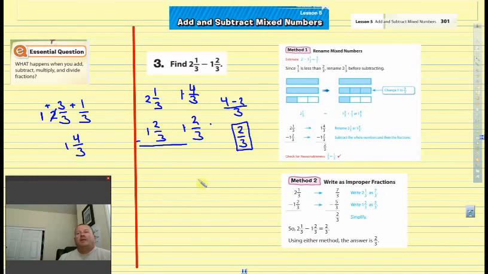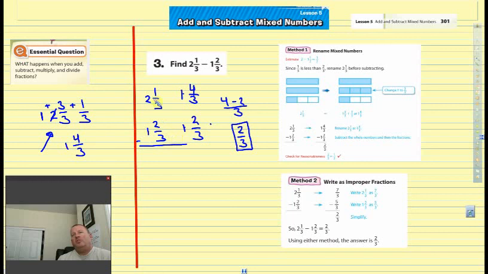2/3. Now I probably lost you halfway in there. That's okay. I probably lost you here where I borrowed from the 2. I borrowed 1 from the 2, so it became 1 whole. And then I still have 3 over 3, and I took the 3 and added it to it, and I got 1 4/3. Maybe I lost you there. There's another way to do this.